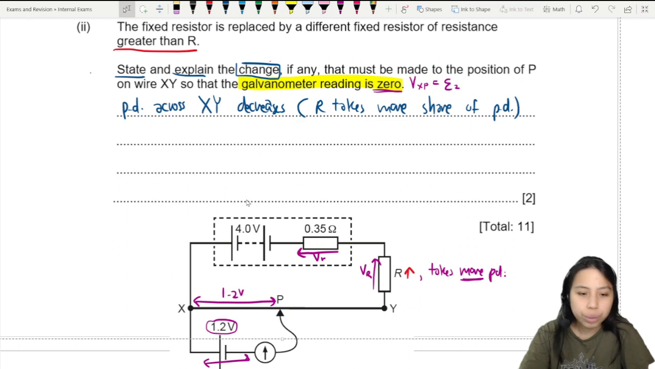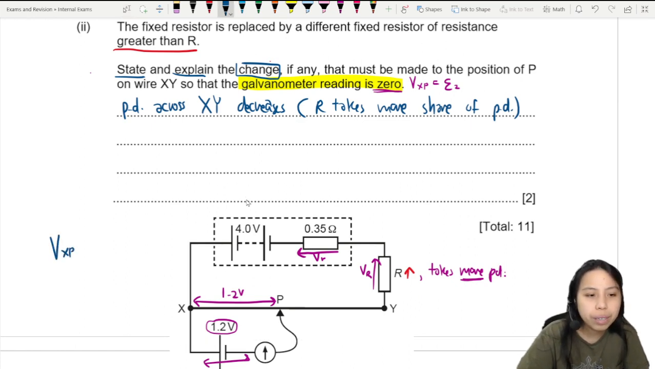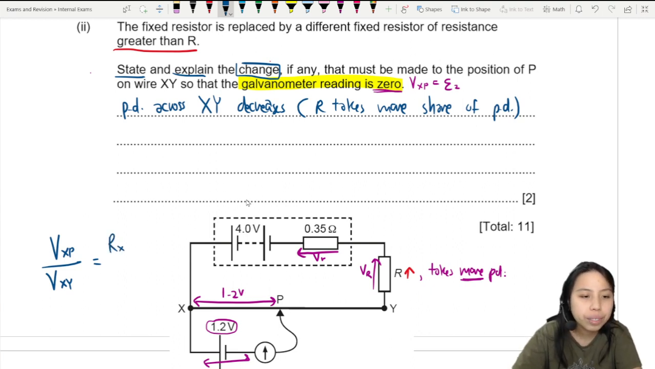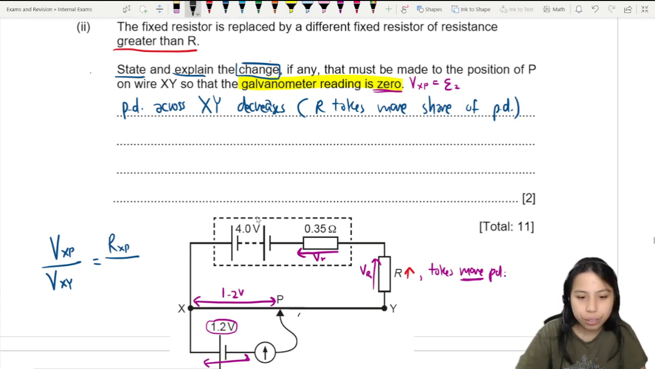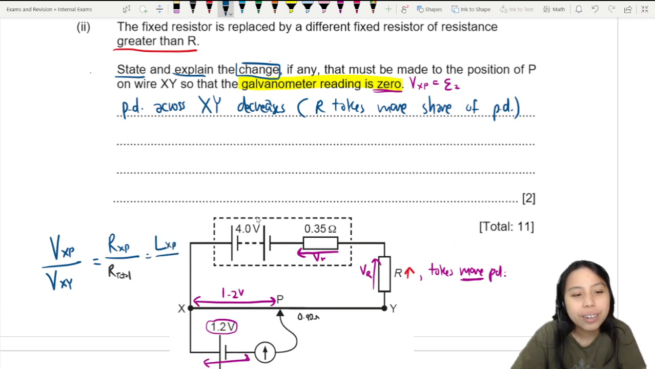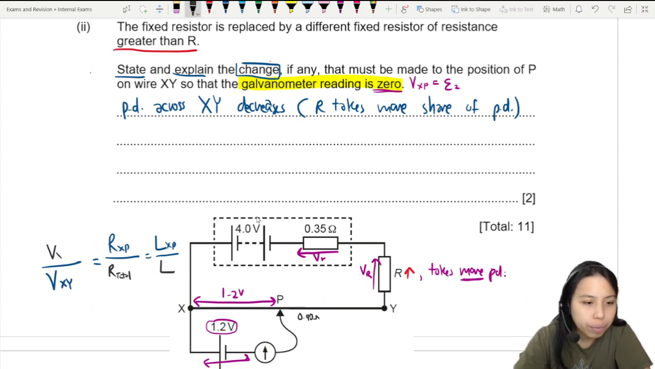Okay, so what does less potential difference mean here then? As number two, here we look at just now the ratio, right? VXP over VXY total. This is related to the resistance and length. The resistance of XP related to the resistance of the whole wire. It's fixed, right? Let me check. Yes, it's fixed. It's 0.9 ohm. Total resistance, and that's related to the length of XP over the total length. That one's also fixed. You can't change the length of the wire. So we need to fix VXP as 1.2 volts. I'm going to put a box here. These are fixed. Can't really change them.